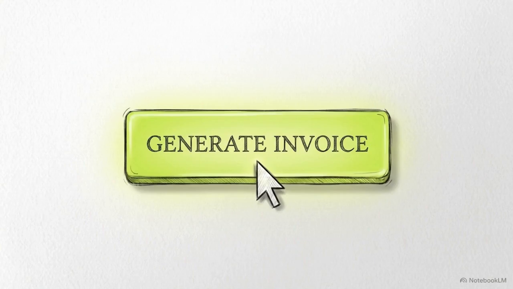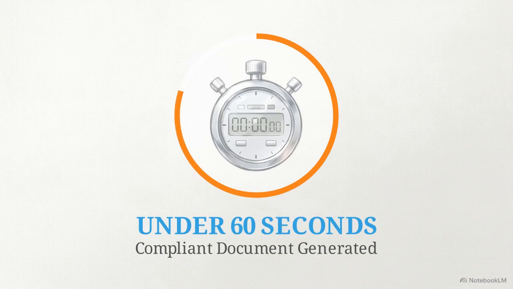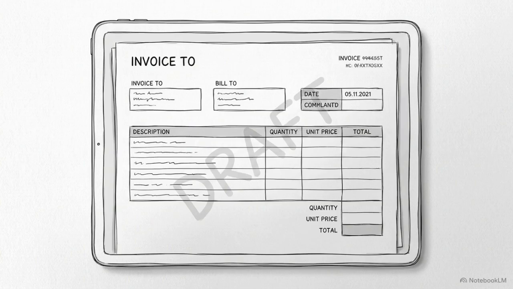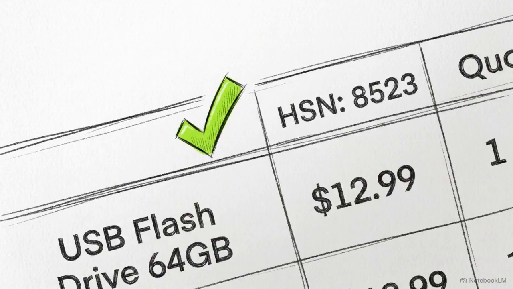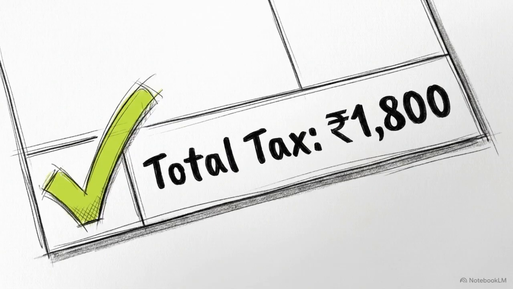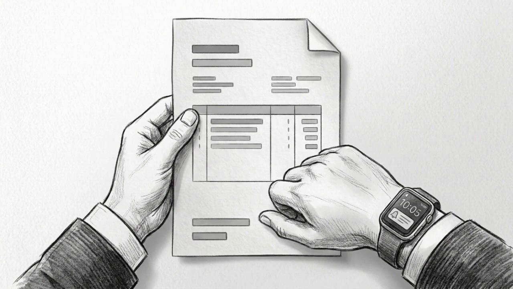With the data validated, you can now initiate the document generation. The platform compiles the data, completing the entire process in under 60 seconds. Before finalizing, check the draft. Ensure the GSTINs, the HSN codes, and final tax calculations are accurate. The system converts your raw inputs into a structured, professional PDF format. This workflow demonstrates that high-speed generation can still meet rigorous legal requirements.